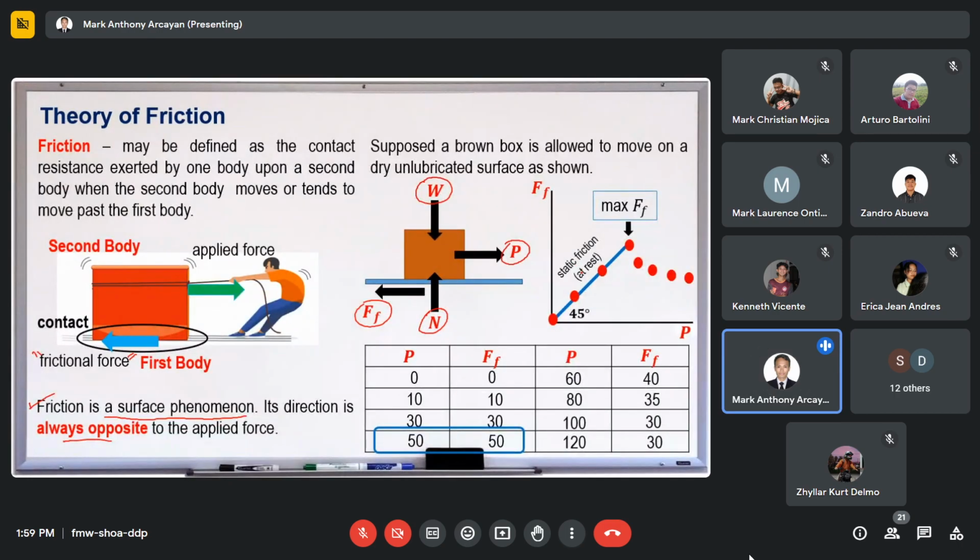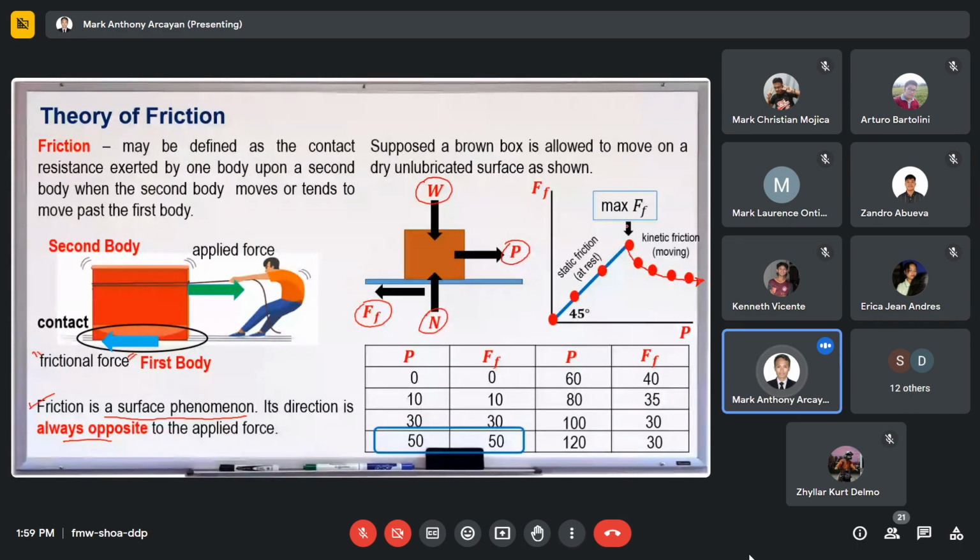Now, if we overcome the maximum frictional force, indicated here by the blue box, the object moves, our brown box. In this portion the graph curves and approaches a constant line. This is what we call kinetic friction. In this region our brown box is moving. Okay? So in our discussion, we will focus on the static region and the maximum frictional force.